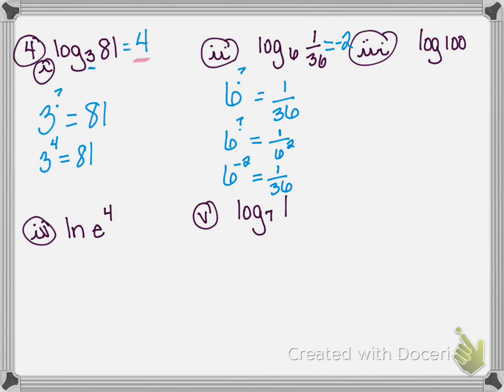The reason for that is because if I take 6 and I raise it to the negative 2 power, that's what's going to give me 1 over 36. Okay? Now, the third one appears to not have a base, and it does have a base. It has an assumed base of 10. So you can think about this as log base 10 of 100. So the question we're asking ourselves is 10 raised to what power gives us 100? And of course, that's 10 squared. 10 squared is 100. So the answer to log of 100 is 2.